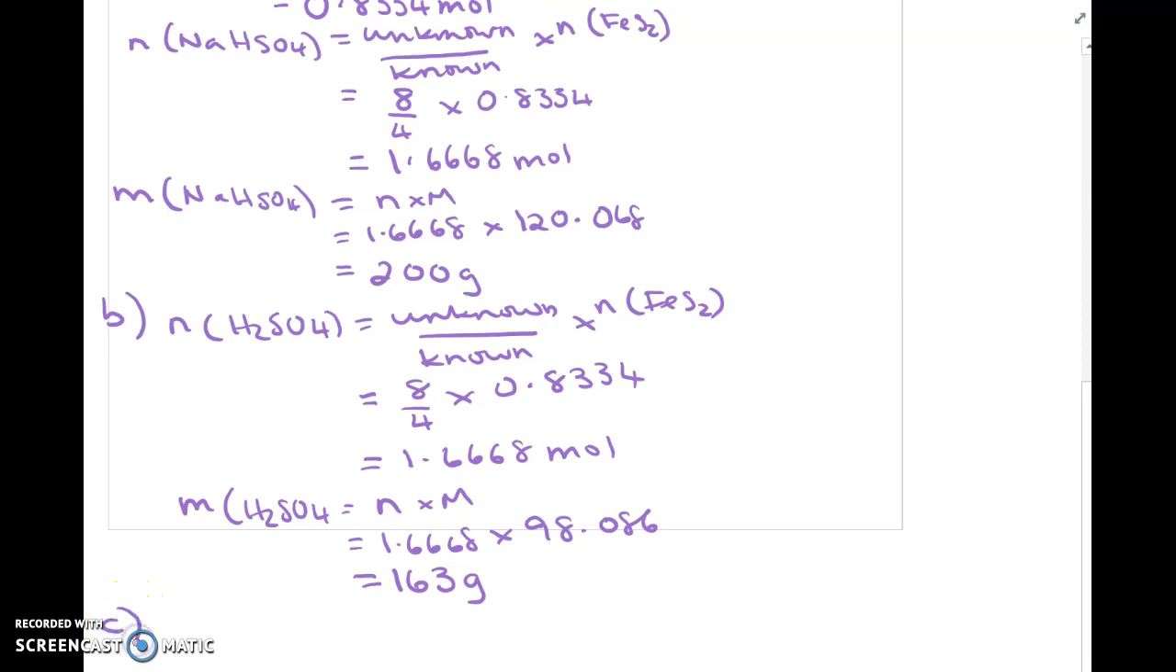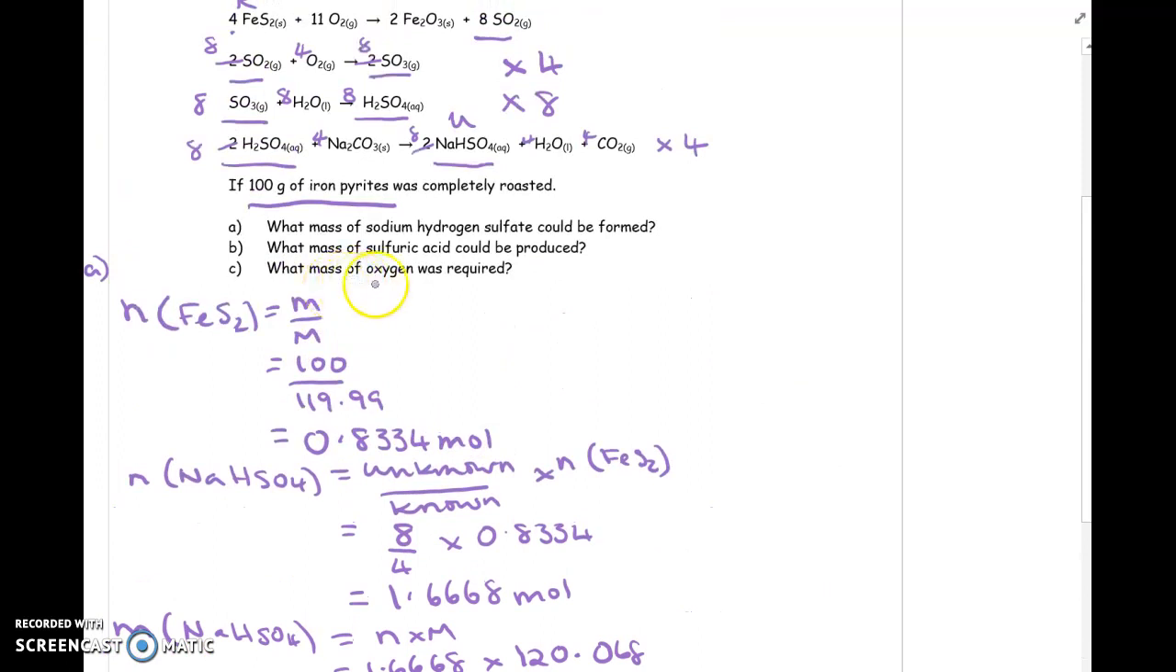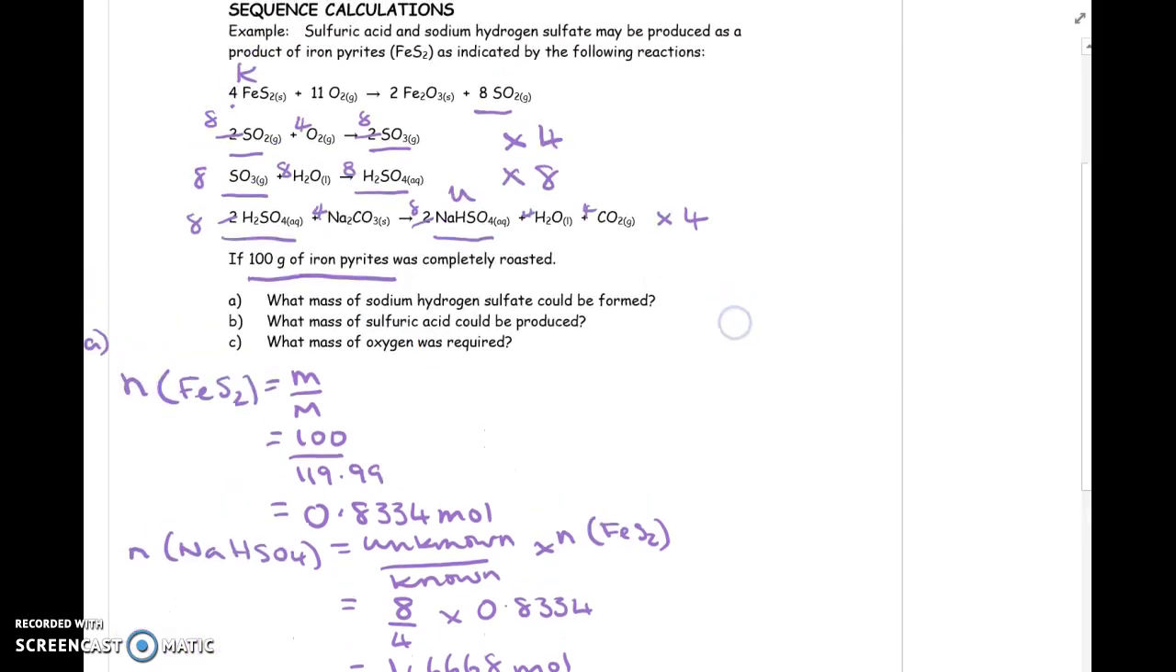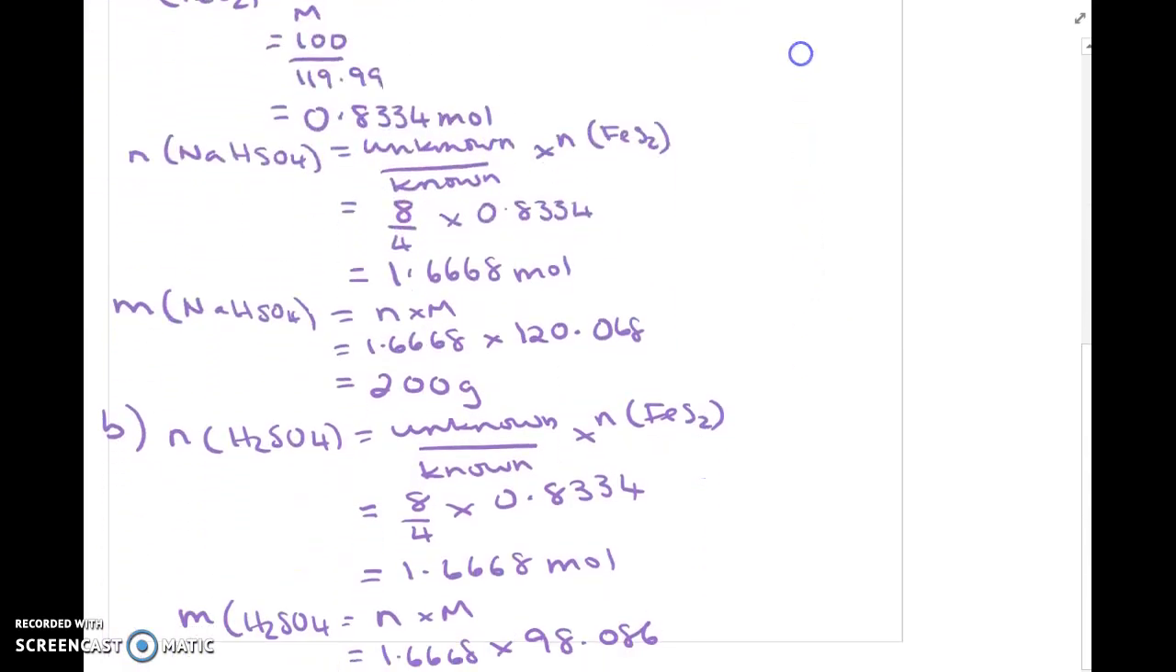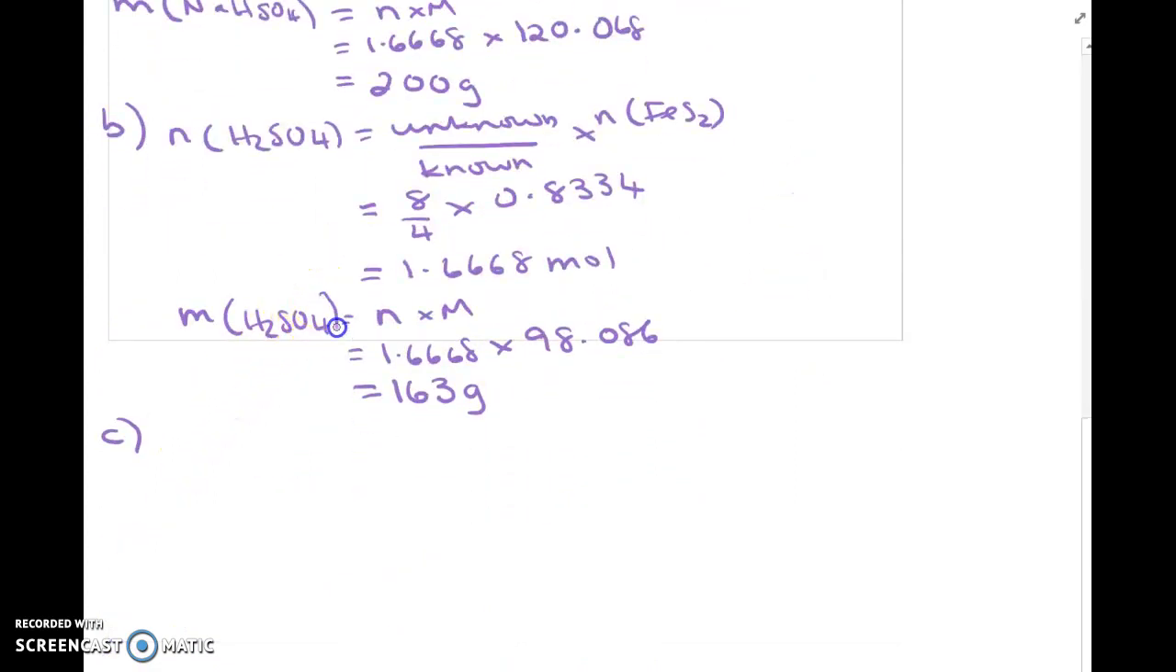Now let's look at part C. Part C says that we have to find the mass of oxygen required. Now this is a little bit tricky. If you look at our equations, you can see here that we had oxygen here and oxygen here. In fact, we had 11 plus 4. So 11 plus 4 is 15.